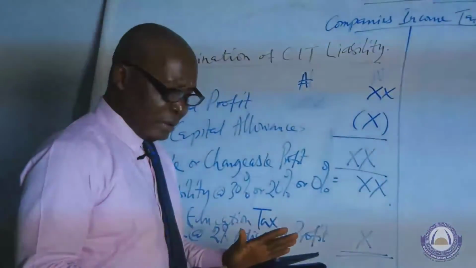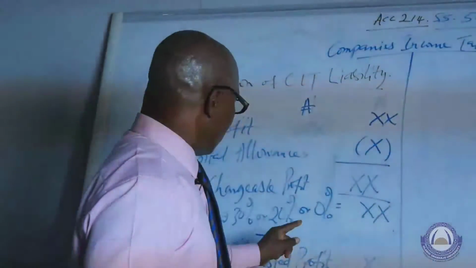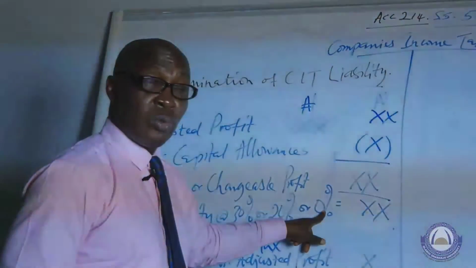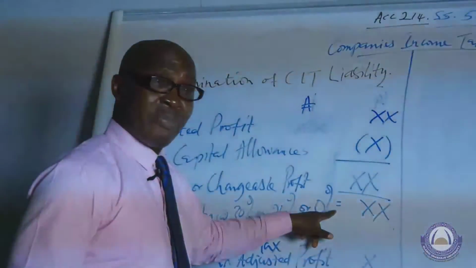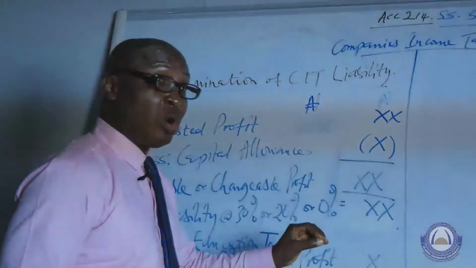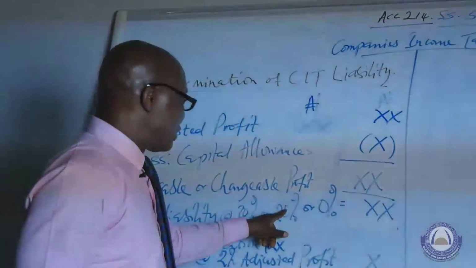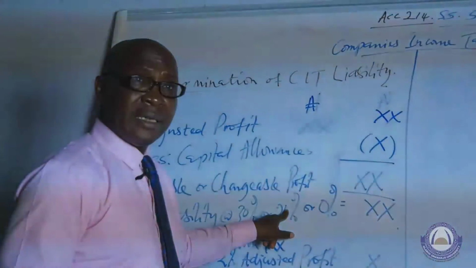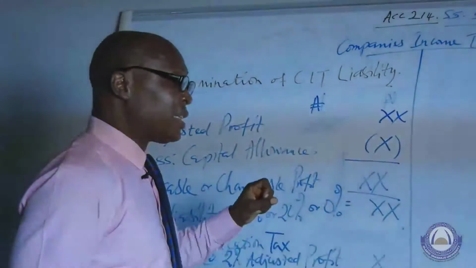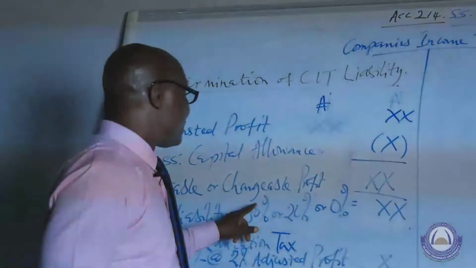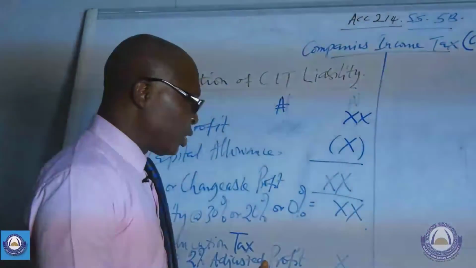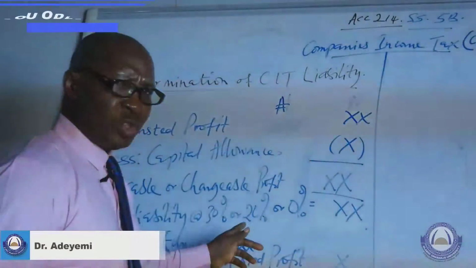Like I said, 0% is the rate for companies that are having revenue of less than 25 million. They will not pay any tax, they are tax exempt. For companies that have revenue of 25 million up to 100 million, 20% is the rate on their chargeable profit. And then for larger companies that have revenue above 100 million, 30% is their rate of tax. I will need to illustrate this, and I will illustrate it in the next illustration that we will have.